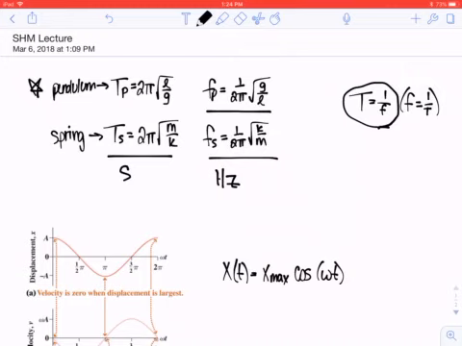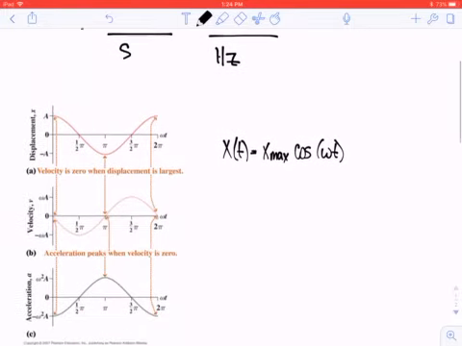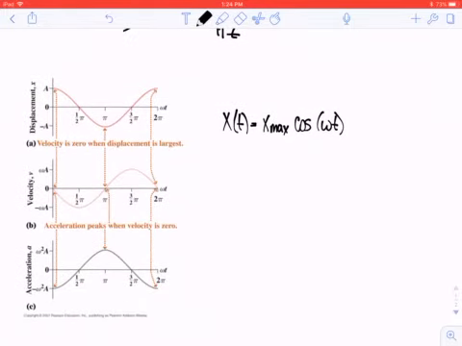Okay, so then we talked about motion graphs, everyone's favorite topic. So these are the motion graphs for simple harmonic motion. Both the spring and pendulum obey these motion graphs, okay? So what we notice here when we're talking about displacement is that it looks like a cosine graph. It is a cosine graph, okay?